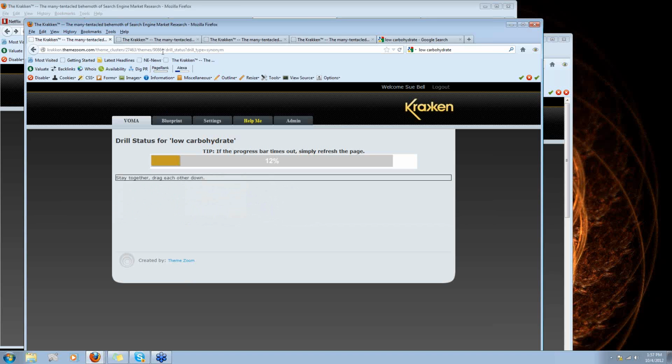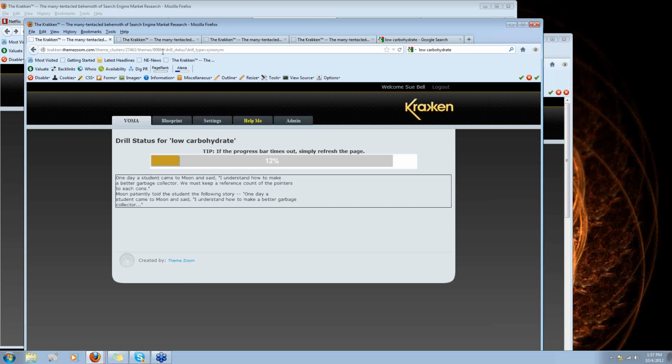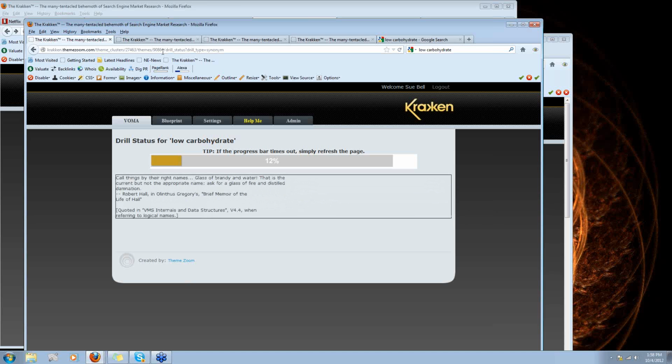When you put in a parent theme, that initial seed term, which in our case was low carbohydrate, Krakken's going to go and look on Google and on Yahoo. Since the results for Yahoo and Bing are identical at the moment, it doesn't bother to grab both. It's just going to grab Yahoo and Google. And it's going to grab the top 100 results on both of those search engines, and it's going to grab all of the content on all of those pages.